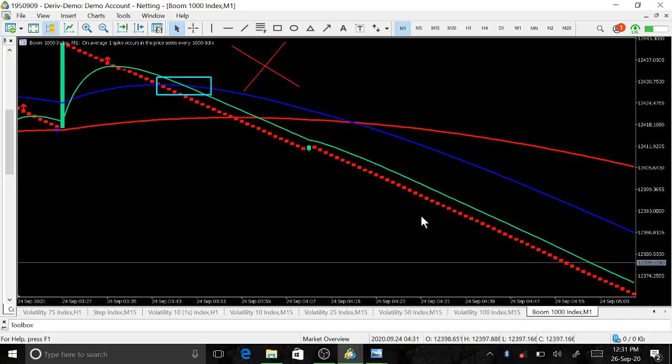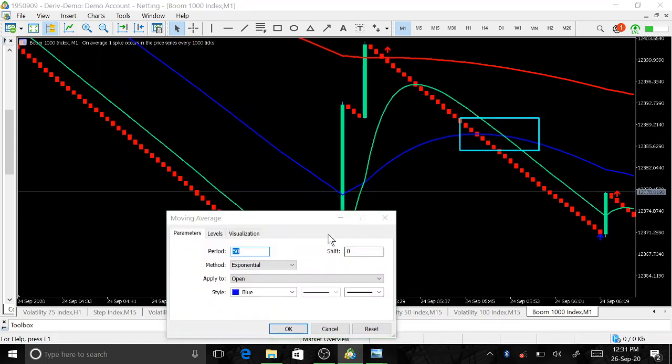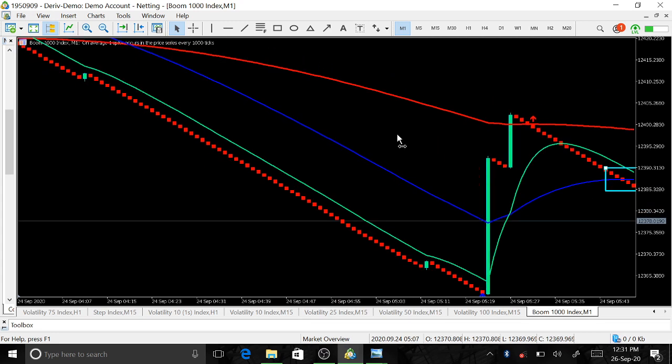We wait for the market to go below the 200 EMA, then we look for an entry like this. This is the perfect entry. And then we scalp our 7 to 10 candles.